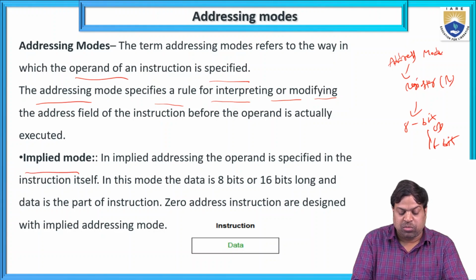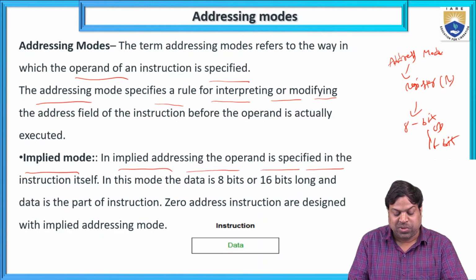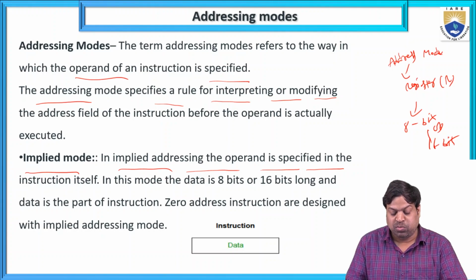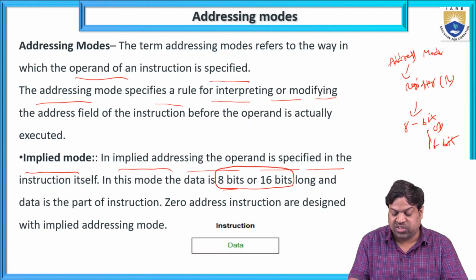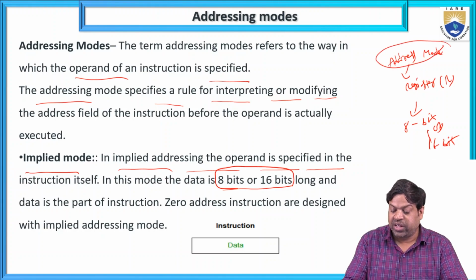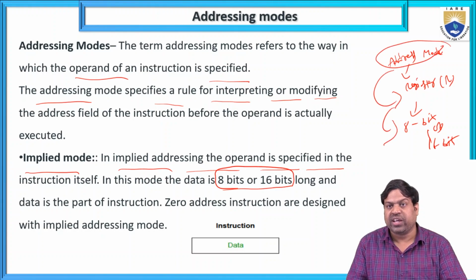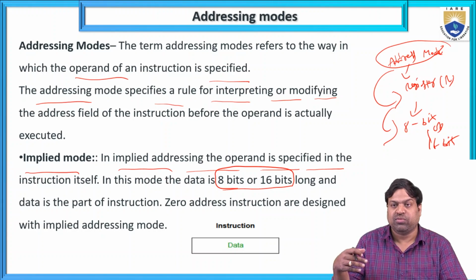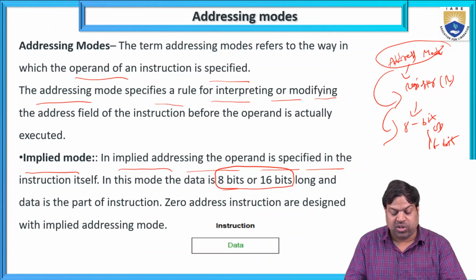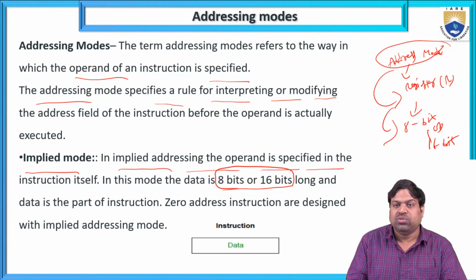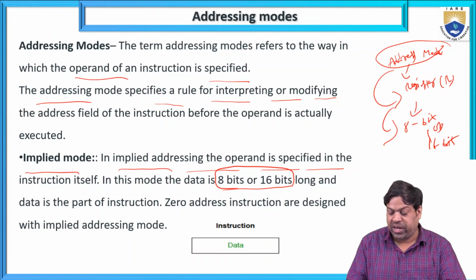So another one is the implied mode. In implied addressing, the operand is specified in the instruction itself. In this mode, the data is in the form of 8 or 16 bit size. So in any addressing mode I am taking it in the form of a register, and this register is 8 bit or 16 bit in size. The data is part of the instructions. So zero address instructions are designed with the implied addressing mode, starting from zero address, one address, two address and so on.